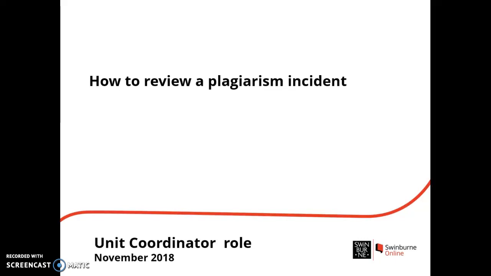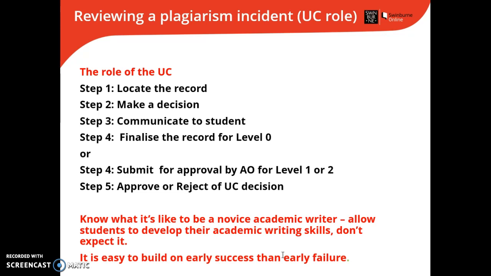Hello, this video explains the process for how a unit coordinator reviews a plagiarism incident. The first thing you'll need to do is locate the record in the ELA portal. Then, after reviewing the plagiarism matrix and the information provided by your ELA, you'll need to make a decision. This then needs to be communicated to the student.